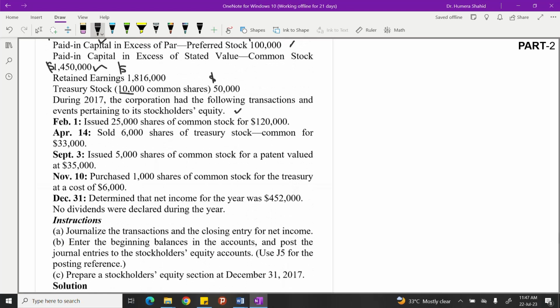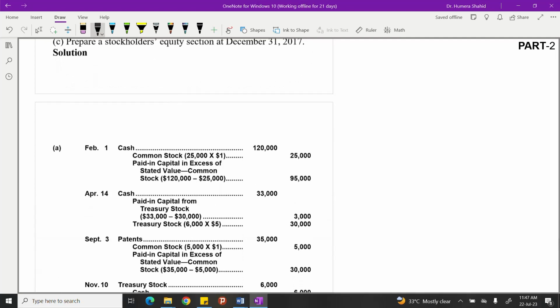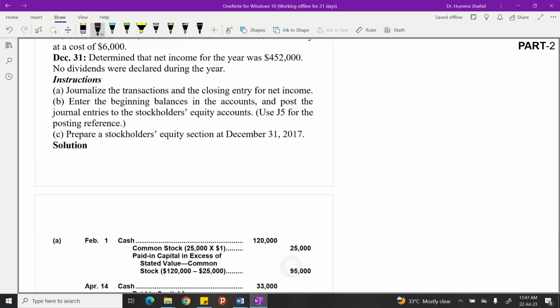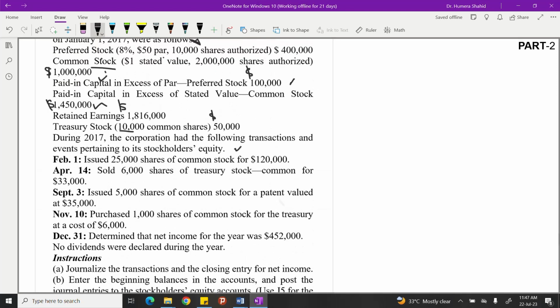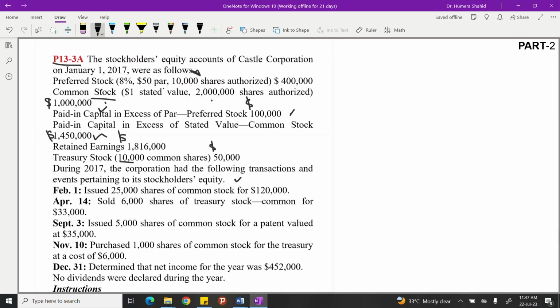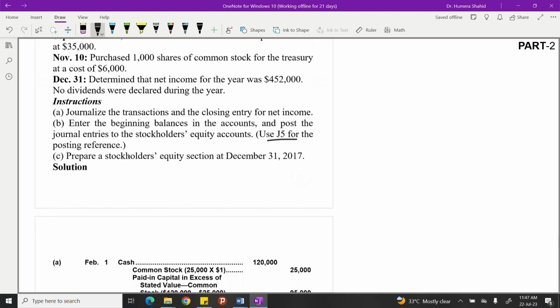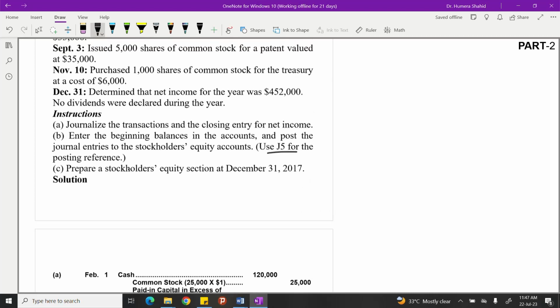We have some transactions mentioned over here. What we are supposed to do is journalize the transactions, and then post them into the ledger accounts. But now here we have opening balances. In the previous question we didn't have opening balances, so when you prepare the ledger accounts, you will put the opening balances, and then you will prepare the stockholders' equity section.